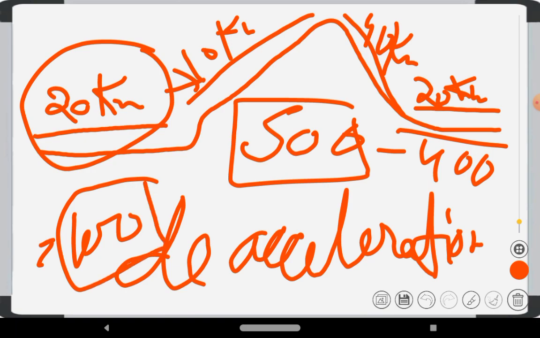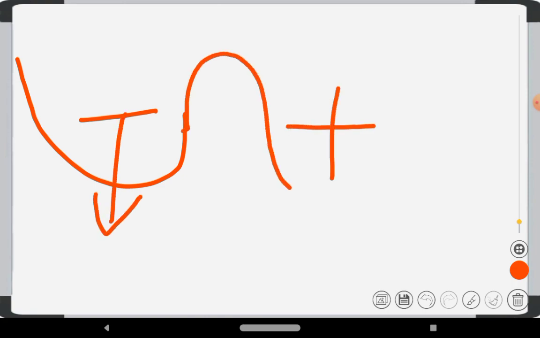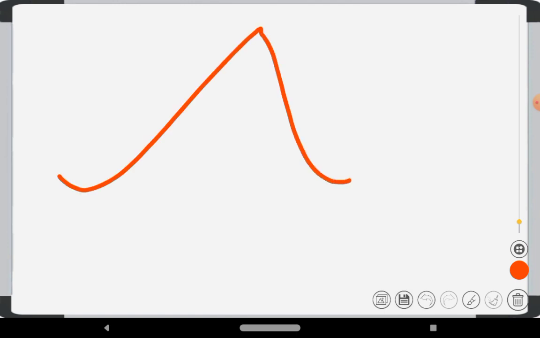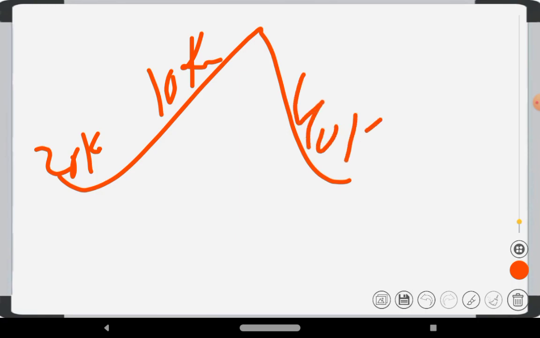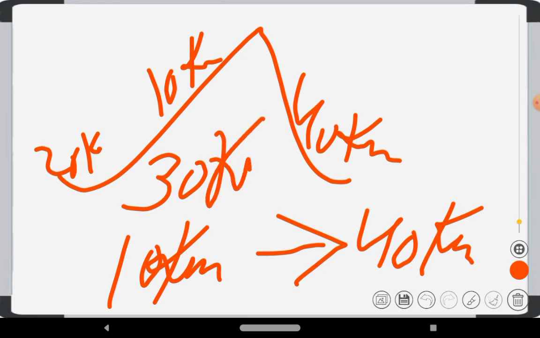So the minus 100 we can call it deceleration, because your value is decreasing, your value is decreasing. If the value decreases, then it is deceleration, and if the value increases, then it is acceleration. So when I climb, then it's 20 kilometers, then 10 kilometers, and then 40 kilometers. From 10 kilometers to 40 kilometers, this is an acceleration of 30 kilometers. So this is the value.